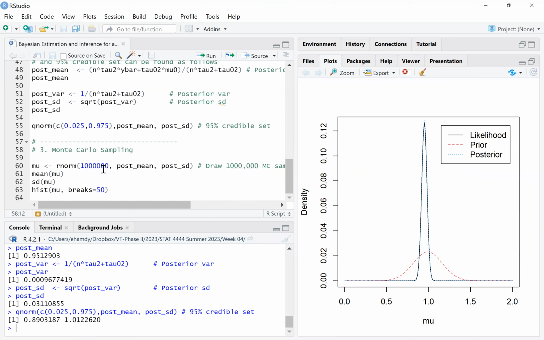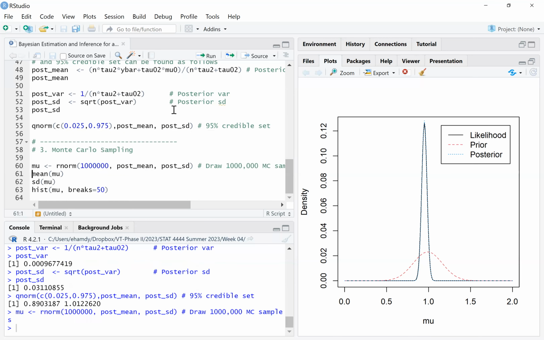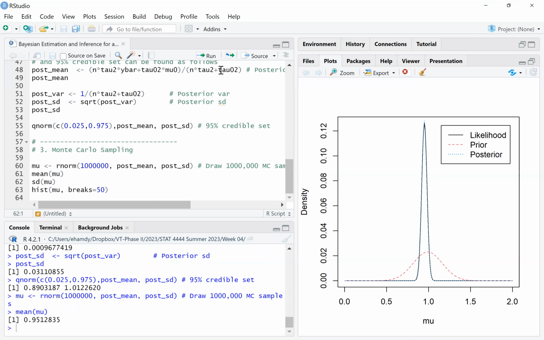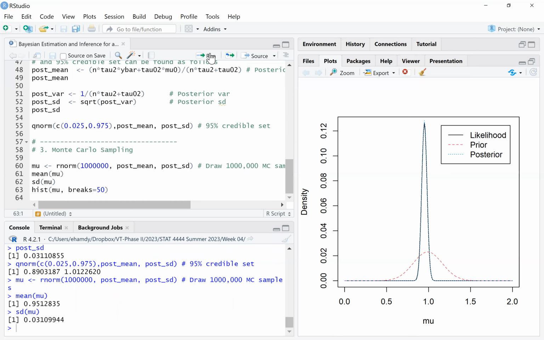But so I work with a random sample. So let's randomly select a sample of 100,000 observations from the exact posterior distribution. This is the posterior mean, posterior standard deviation, and I use rnorm to generate a random sample of 100,000 from the exact posterior distribution. And I can use this random sample to calculate the posterior mean. I calculate the posterior standard deviation.